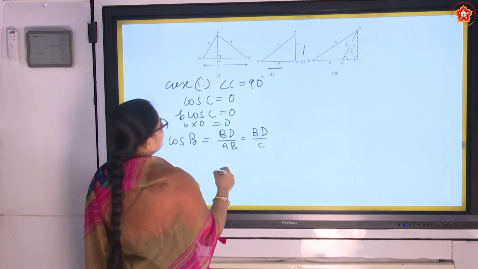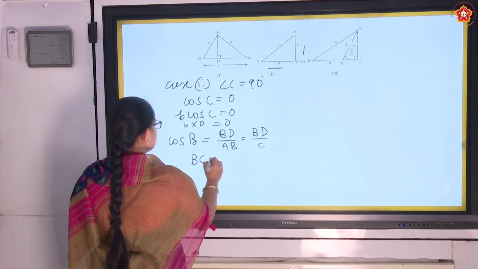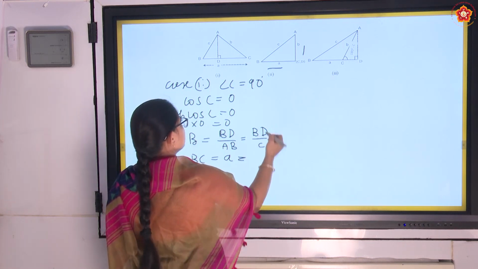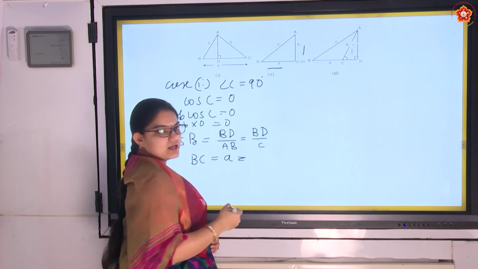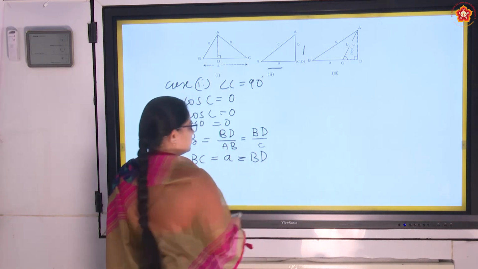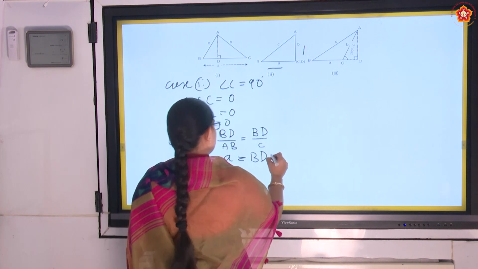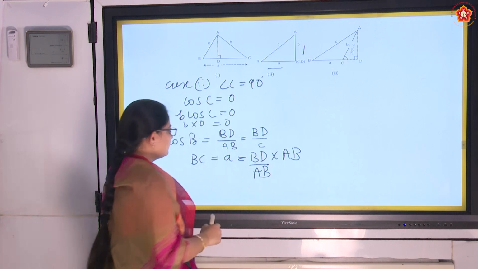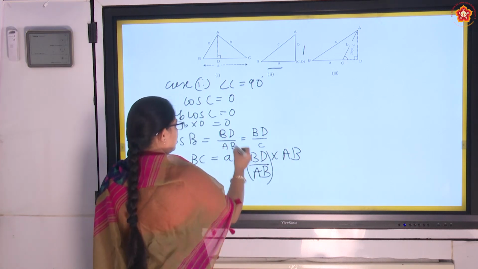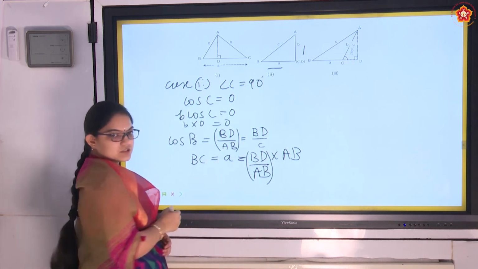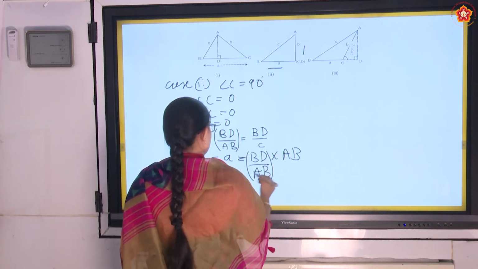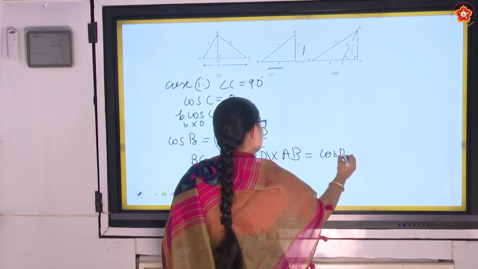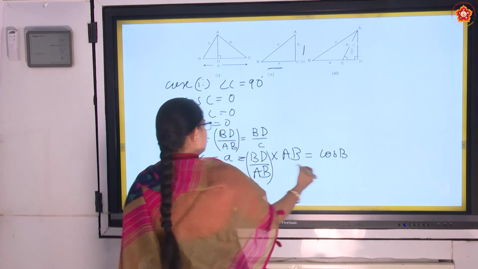Now, what is BC? Because we need to know what is A. BC, which is A. So, BC is nothing but, actually BC here, it is same as BD. Now, let us multiply and divide by AB. If I multiply and divide, BD by AB is nothing but cos B and AB is C. So, we can substitute, that is cos B into AB is C.